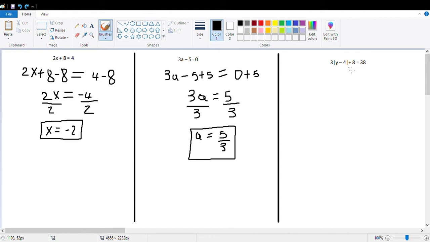Of course, it's not the variable, but from the first step, we have to think that it is the variable. Then, exactly in the same way, we have 3 times the absolute value of y minus 4, plus 8, is equal to 38. Like the other examples, we have to start to isolate the absolute value. Then we have to apply the property of equality, adding or subtracting the same number on both sides of the equation.